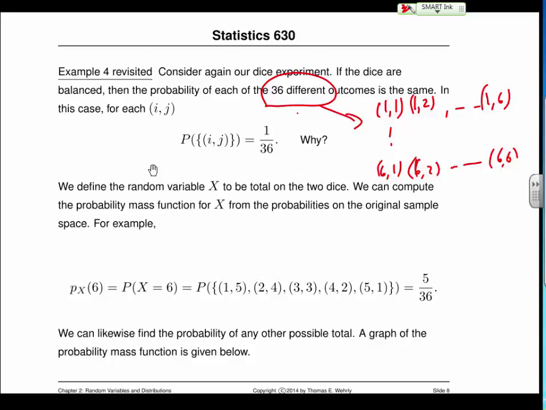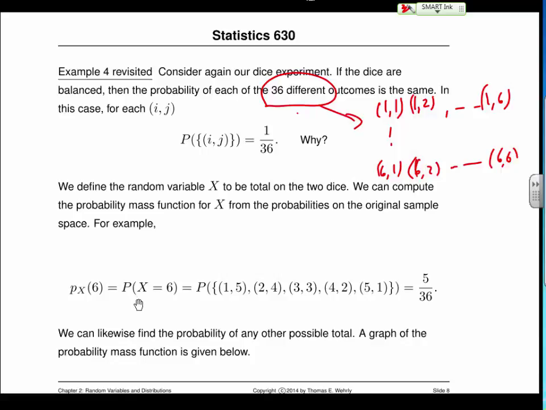Now, the most common random variable defined on tossing dice is the sum, or the total spots showing. That's because many gambling games involve using that. I don't know of anybody who plays games where you look at the minimum or the difference or the maximum. But there are many random variables you could define on this sample space, and this just happens to be one. So we can compute the probability mass function for x using probabilities of 1/36 on the original sample space. So we look at each possible value of the sum.